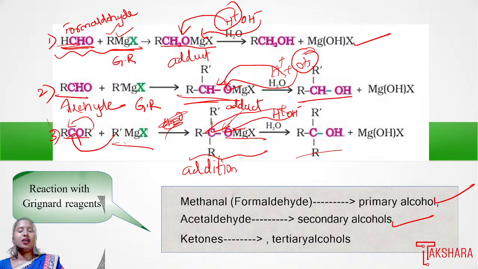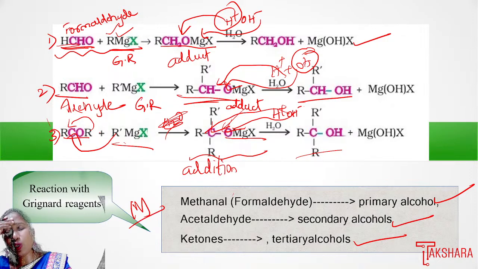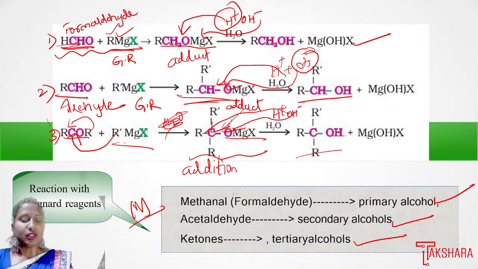In ketones, when ketones undergo the reaction, it is going to form the product what? Tertiary alcohols. So now you may get a question for 1 mark, like what product is formed when methanol is treated with Grignard reagent, or else directly they'll ask the question for 2 marks. So what happens when acetaldehyde is treated with the Grignard reagent, or what happens when ketones are treated with Grignard reagent, they'll ask different questions. So that is about the reactions of the different reactant molecules with the Grignard reagent.